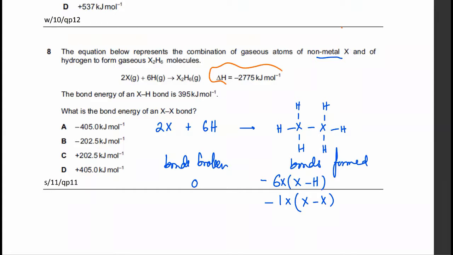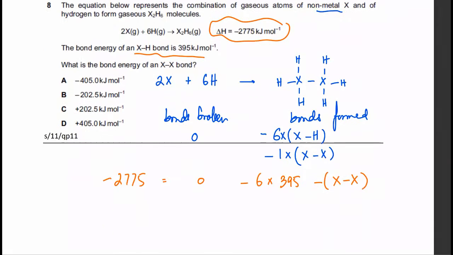So the overall enthalpy change is already given to you. They've told us the overall enthalpy change. So it's -2775 is equal to bonds broken, that's 0, minus the bonds formed. The XH bond energy is given. So it's -6 times 395, and the other one is minus 1 times XX. The XX bond energy is not known. So all you have to do is find the XX bond energy. I'm just going to rearrange the terms, bring the XX on the left side. So it's going to be -6 times 395 and -2775. This would actually be plus.